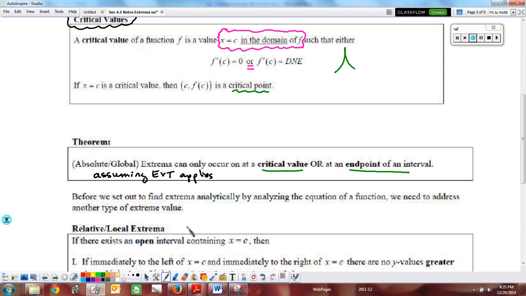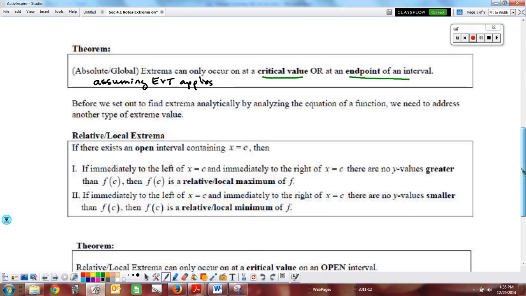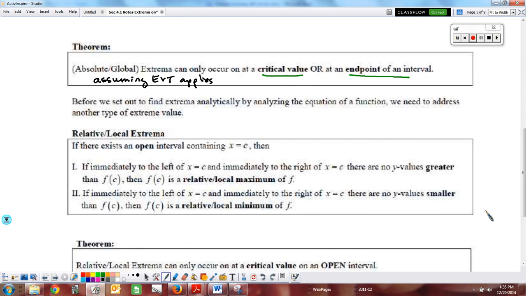So before we set out to find them analytically, let's address and do the definition of the other type of extrema, which are called local extrema. The idea is that if you have an open interval containing c, so if I go to this picture right here, even if my function continues, let's put some axes on here, if I can pick an open interval, say we'll go a to b. So if I could pick an open interval from a to b, and some c value in between, so obviously in this picture my c value would be right here.